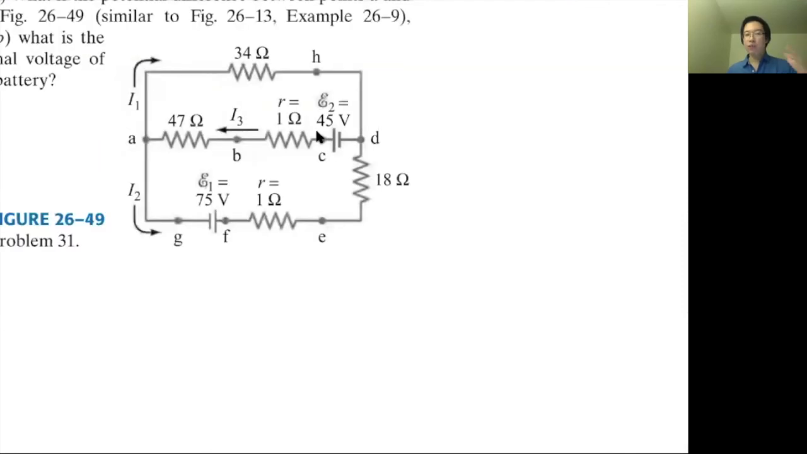Let's split this into two different loops and analyze them one at a time. So let's look at the top one and the bottom one. Remember, the first thing is you need to pick a starting point to linearize your diagram, to draw that potential drop diagram. So where is a good starting point?